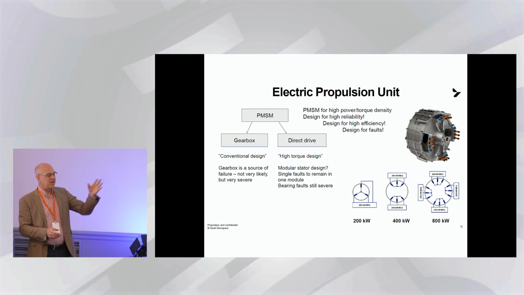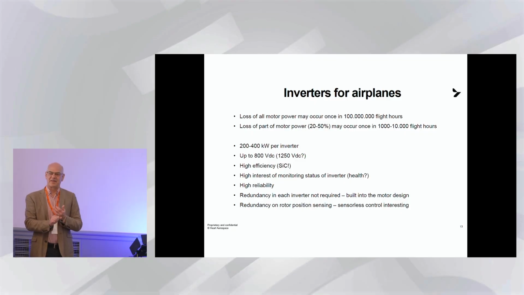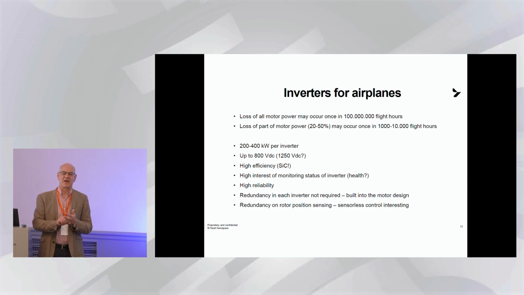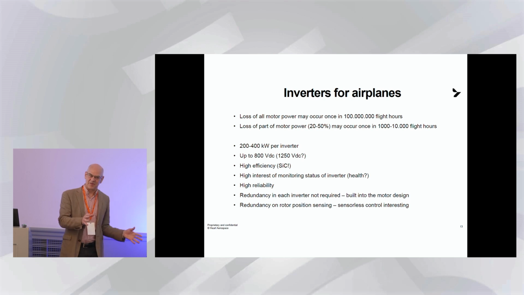But the principle is that the inverter power is not that super high, and also the inverter reliability is, I don't know if I should use the word limited. So now coming to the conclusion. Loss of all motor power may occur. That means we should prove that it doesn't happen more often than once in 100 million flight hours. So that's the level of one motor plus the inverters together.